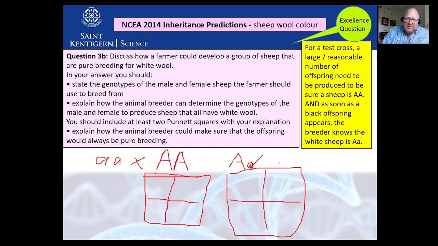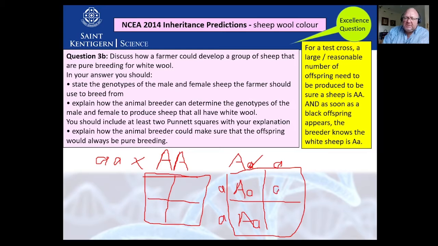And we'll put that little a over here. And a little a over here. And a little a over here. Okay, so now we have a. And a. So that is a white sheep. And a, and that is a white sheep.